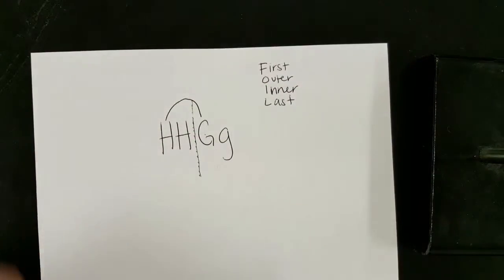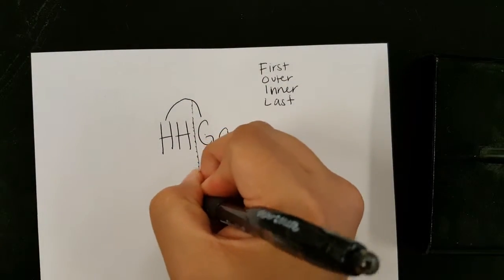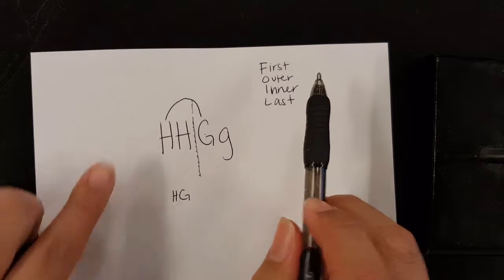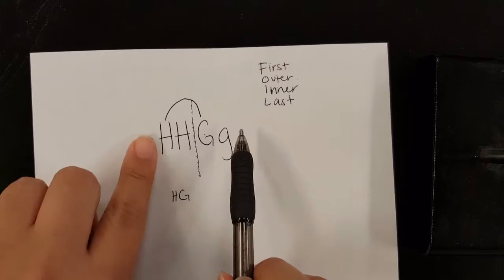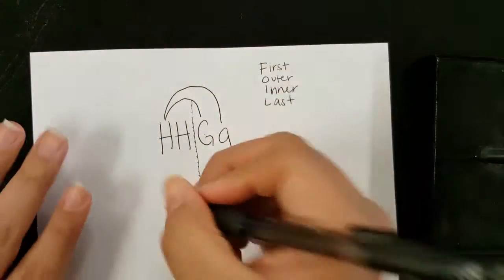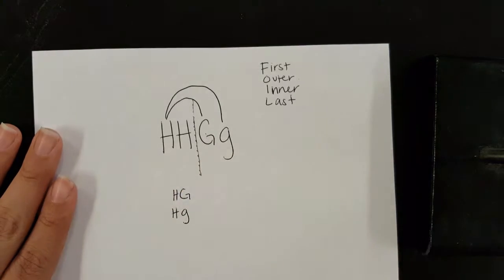So I'm going to combine these two. So big H, big G is one of my possible combinations. When I want to combine the outer, this H is on the outside, this G is on the outside. So I'm going to combine these two. So that's big H, little g.